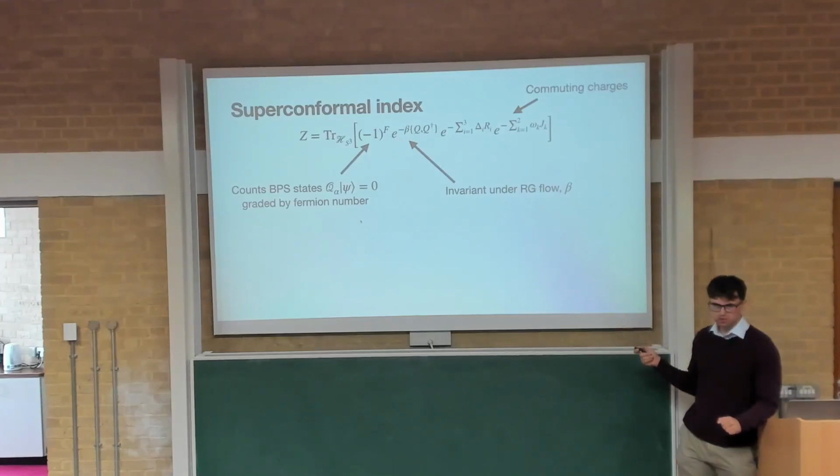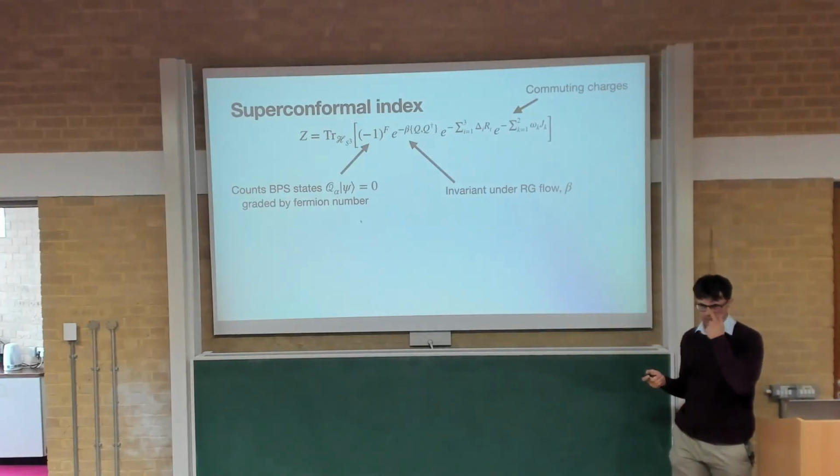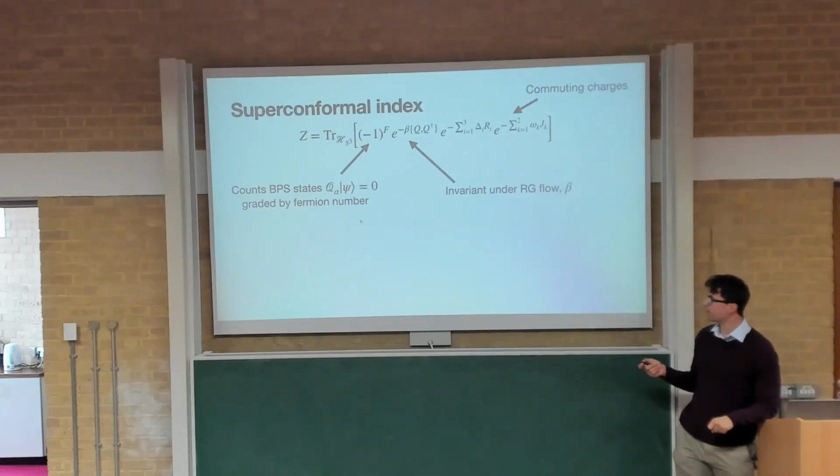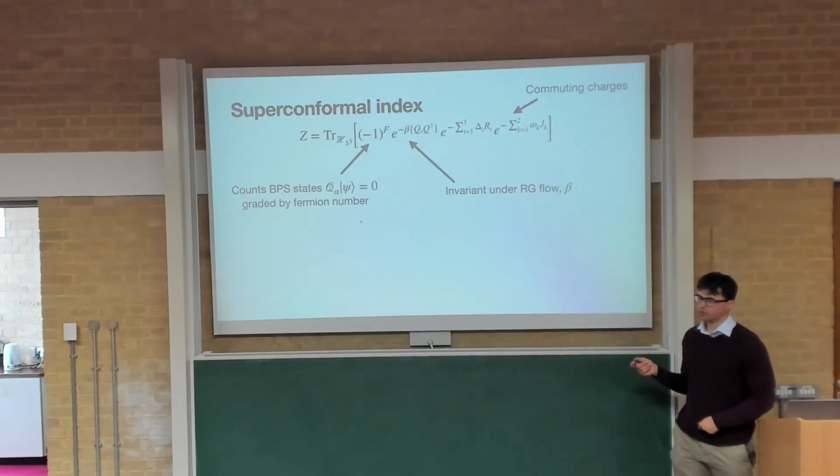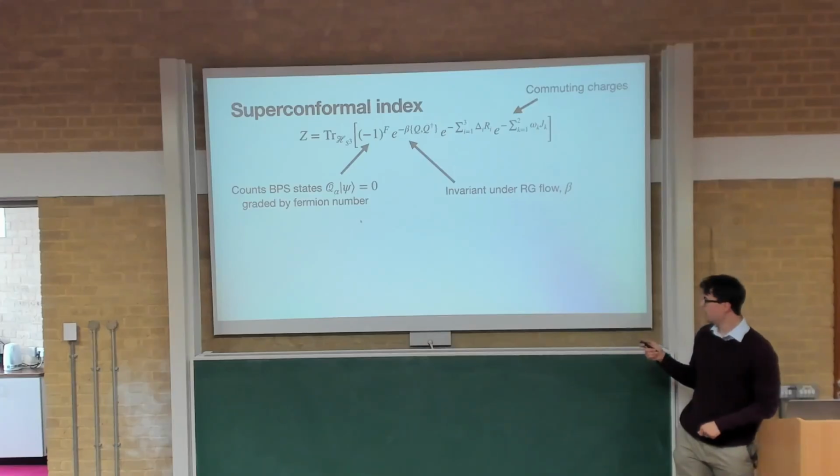By the Witten arguments, it's invariant under this value of beta. So it's invariant under renormalization group flow. And that means that you can perform calculations at weak coupling, and they'll still apply in the strong coupling region. So that's what makes the superconformal index so useful. But in order to have this property of invariance under RG flow, you need to have this grading.